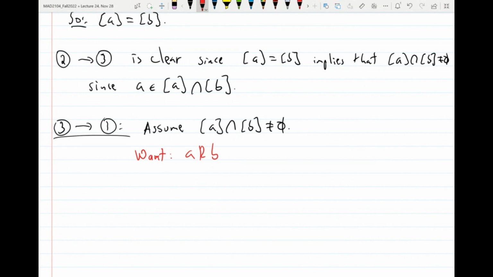So remember, we assume number 3, which is that the two classes have something in common. Okay? And then we want to prove number 1 that says that because of this, then A must be related to B. How do we do this? Yes. You basically go to 2 and then to 1. Assuming that the intersection is not empty, that means that they have to be the same. No, we haven't proved that.